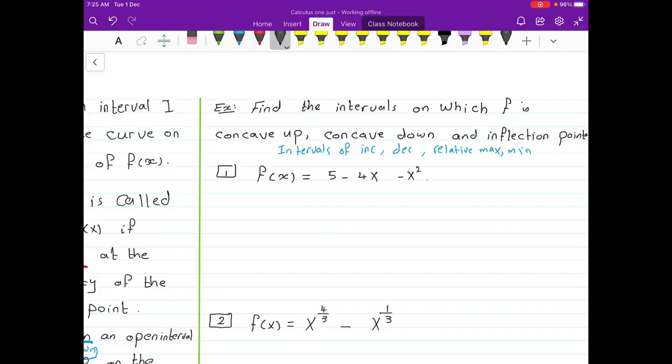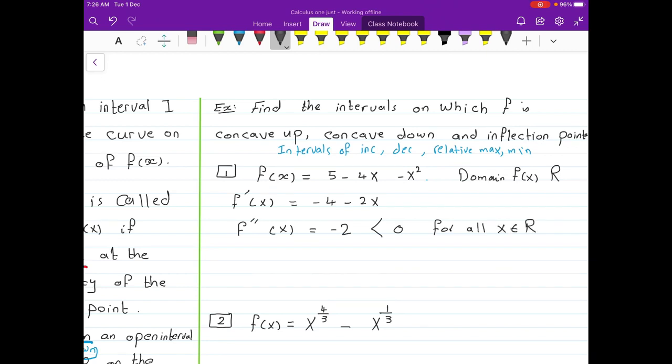Okay, now we will find when the function is concave up, concave down, and the inflection point. First of all, you find the domain of f(x). What is the domain of f(x)? It is a polynomial, so the domain is R, the real numbers. So f prime of x, differentiating, equals -4 minus 2x. Now, f double prime of x equals -2. Obviously, the sign of f double prime is always negative for all x belonging to R.